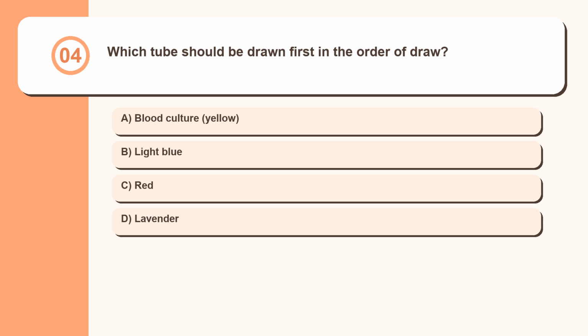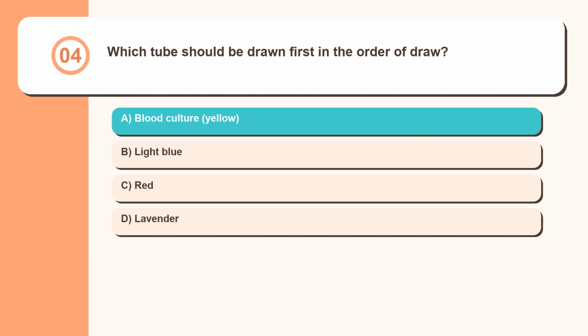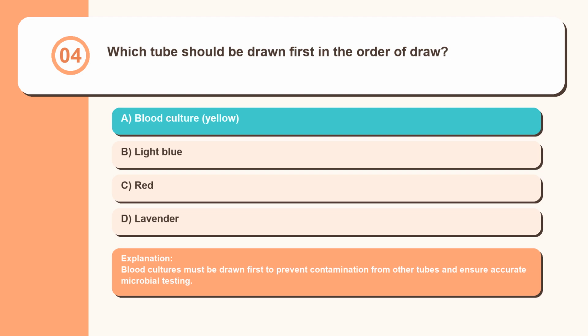Question 4. Which tube should be drawn first in the order of draw? Blood culture, yellow, light blue, red, lavender. Blood cultures must be drawn first to prevent contamination from other tubes and ensure accurate microbial testing.